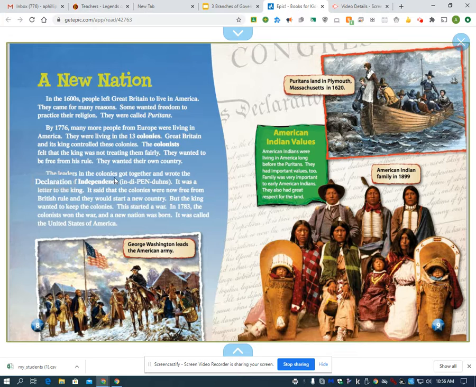The leaders in the colonies got together and wrote the Declaration of Independence. It was a letter to the king. It said that the colonies were now free from British rule and they would start a new country. But the king wanted to keep the colonies. This started a war. In 1783, the colonists won the war and a new nation was born. It was called the United States of America.